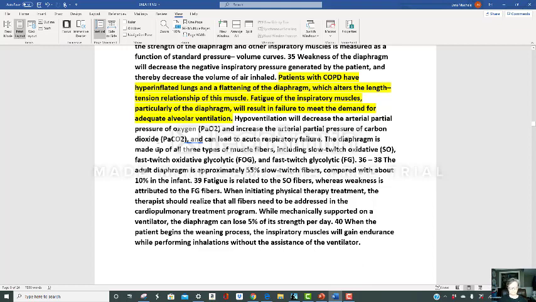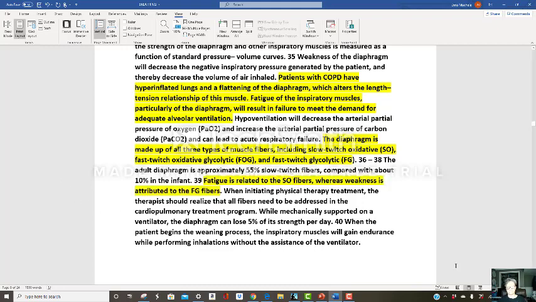The diaphragm is made up of all three types of muscle fibers, including slow-twitch oxidative, SO, fast-twitch oxidative glycolytic, FOG, and fast-twitch glycolytic, FG. The adult diaphragm is approximately 55% slow-twitch fibers, compared with about 10% in the infant. Fatigue is related to the SO fibers, whereas weakness is attributed to the FG fibers. When initiating physical therapy treatment, the therapist should realize that all fibers need to be addressed in the cardiopulmonary treatment program.